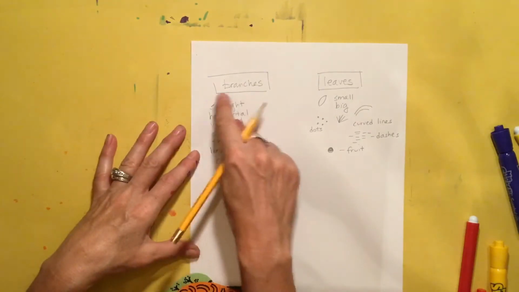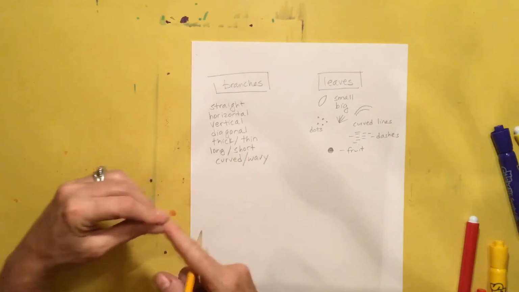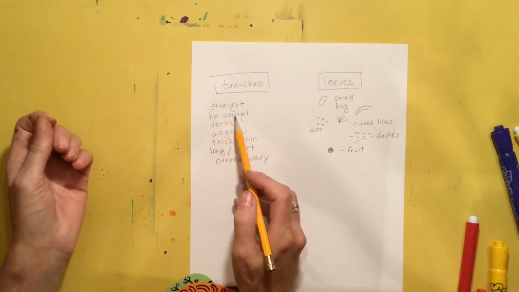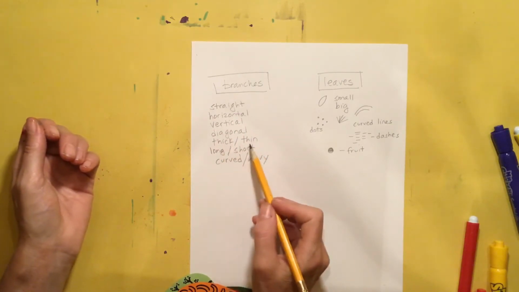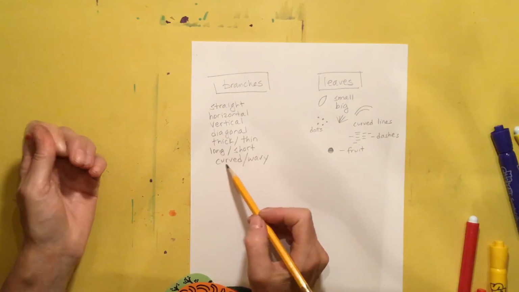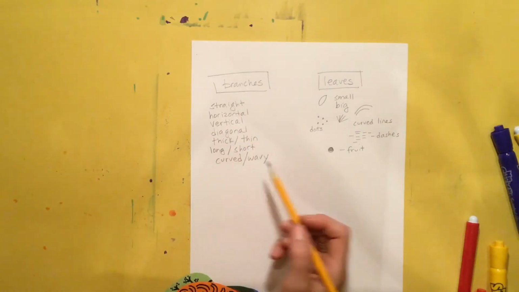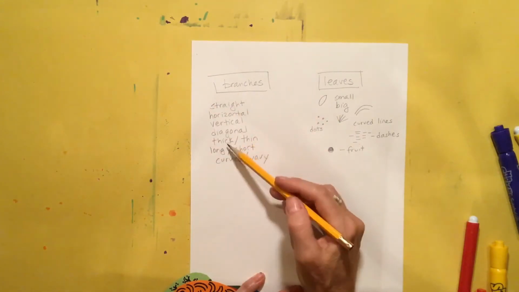So what we did was we brainstormed all of the types of lines that we could use for branches. And we thought they could be straight, which means they could either be horizontal or vertical or diagonal. They could also be thick or thin or long or short. Instead of being straight, they could be curved or wavy, okay? So that gives us sort of a menu of different branch lines that we can choose from.